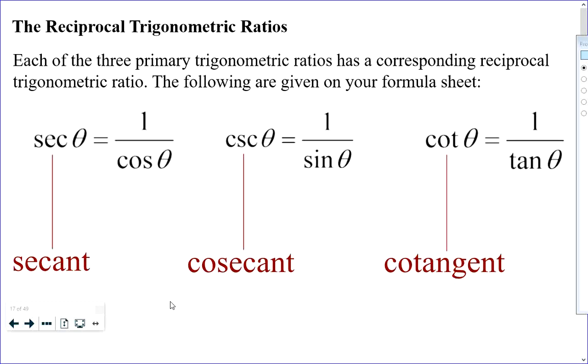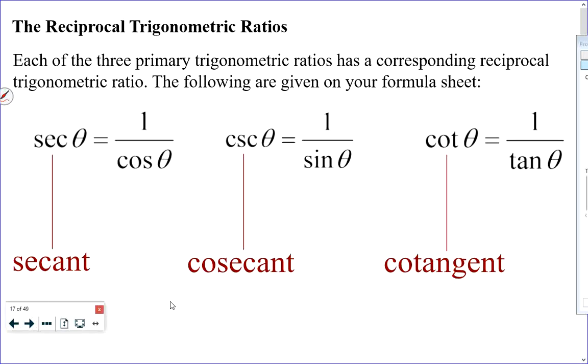So what does this mean? It means, and this is going to be really tricky here for some of you, that if you ever want to find the secant of an angle, you find the cosine of the angle and then take the reciprocal of whatever you get. Okay. If you ever want to find the cosecant, you find the sine and then take the reciprocal of what you get.